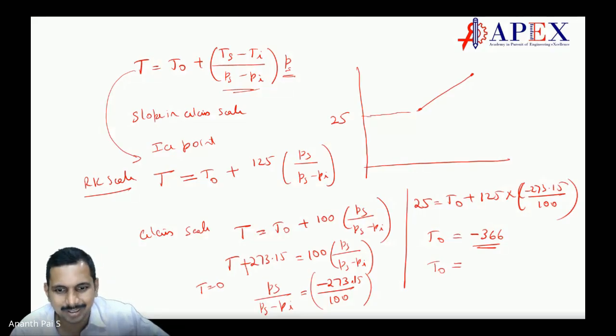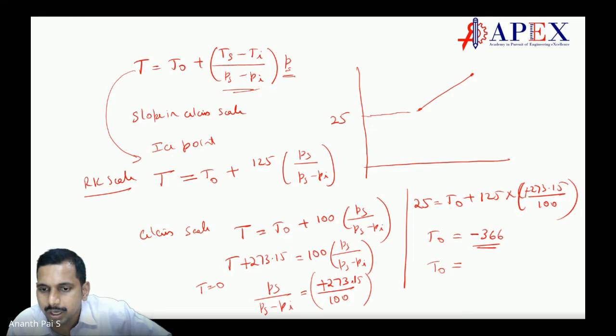T minus T naught, no sir. T naught is minus 273, so T minus of minus 273.15, right, sir? T naught is minus, so this should be plus. That's a mistake, that's what you are saying. Yes, sir. So it should be plus over here. It's minus 273, and it is plus over here. So it is 25 plus T naught. T naught will go here, and you will get minus 366. Correct?